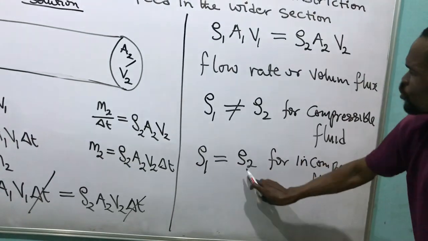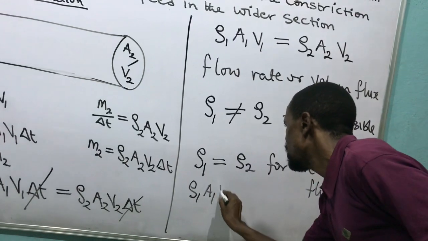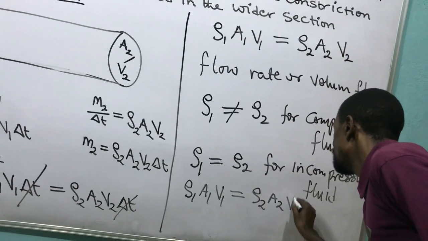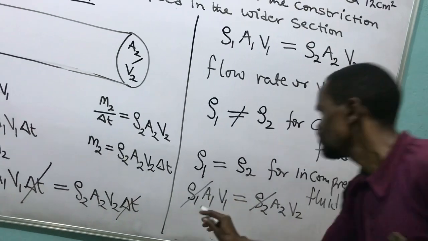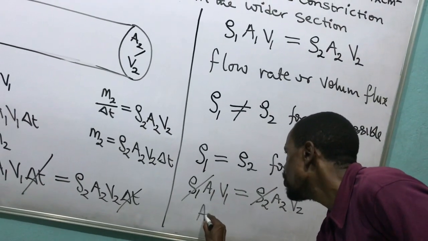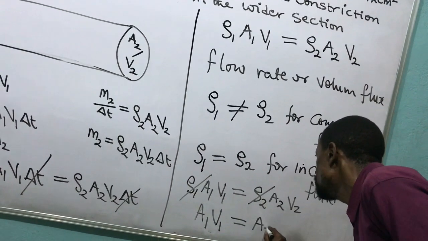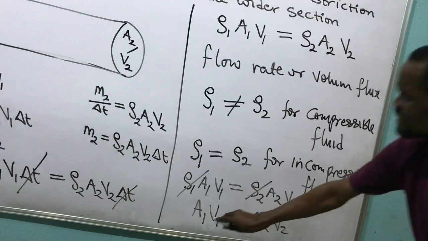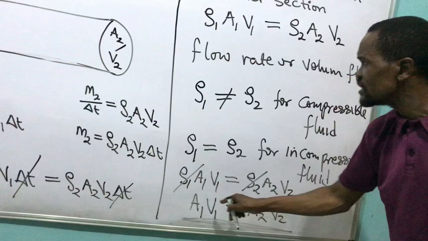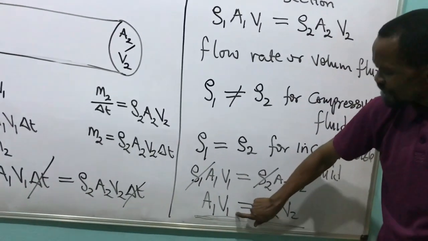So if this is equal to this, that means in this formula, density 1, area 1, and V1 equals density 2, area 2, and velocity 2. Since the densities are equal, this will cancel this. I will have A1 V1 equals A2 V2. And this is the formula we use for flow rate for incompressible fluid.